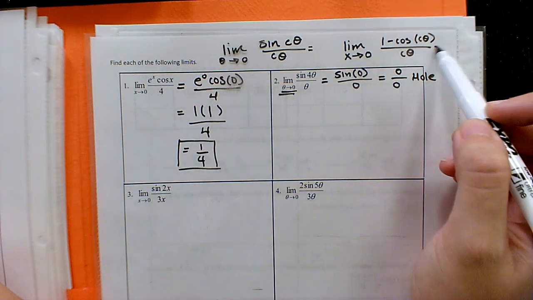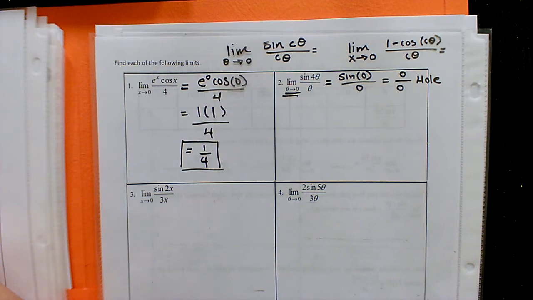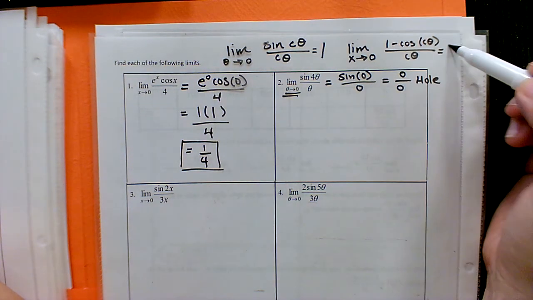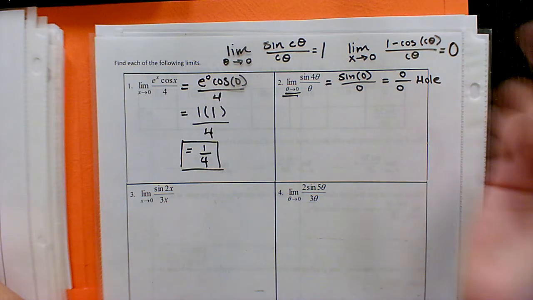What did we find out from yesterday that these limits equaled? Go ahead, Dan. 1. This one was 1, and this one was 0. Okay. So let's think about this.